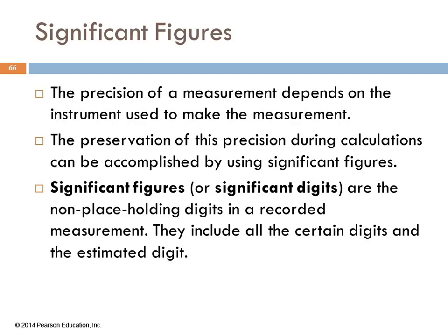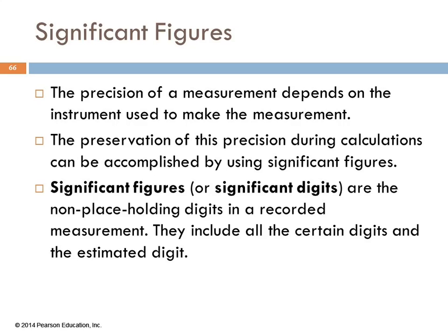So the precision of a measurement depends on the instrument. We record the measurement to reflect the instrument that we used. Now, when we take that measurement and we do math with it, we do calculations, funny things can happen. You can end up with a whole bunch of digits when you divide something by 3, for example.